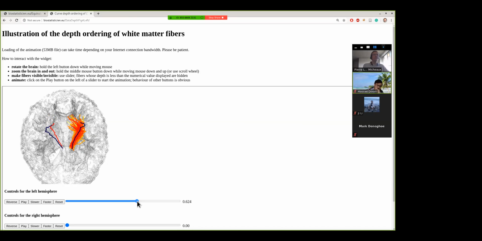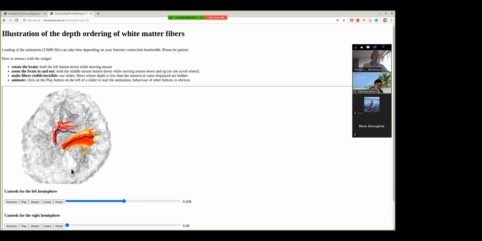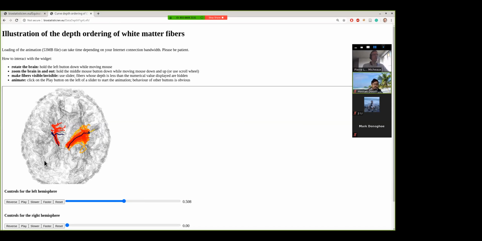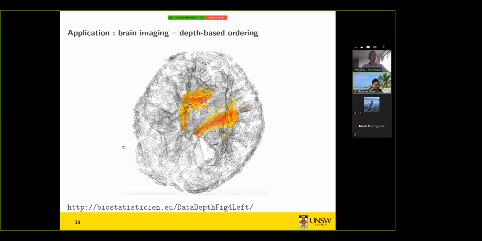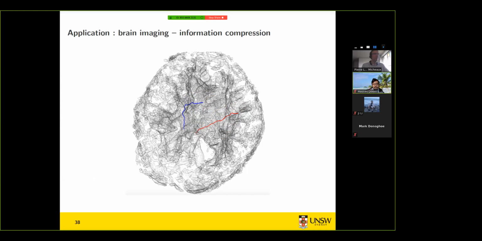Or we can add some transparency also. By doing that, it makes it easier for neuroscientists to visualize these fibers and to understand what the possible differences are, identify some outliers and things like that. Okay, so if I keep only the most central fibers, then of course I'm doing some information compression. This is the median of the bundle, if you want.